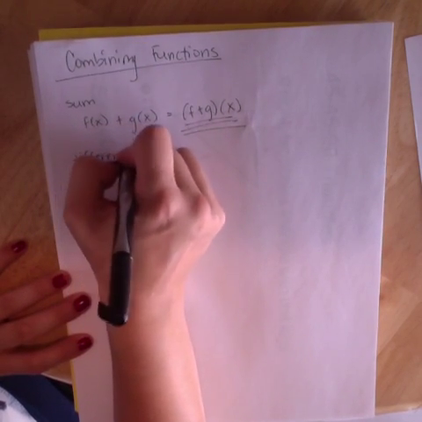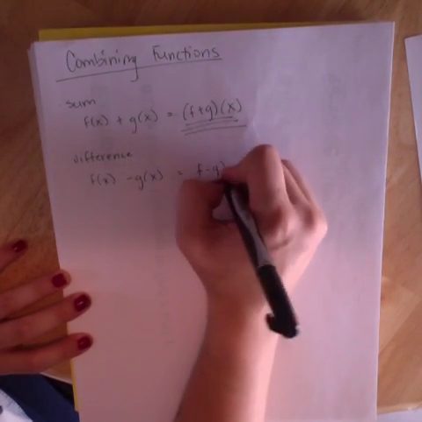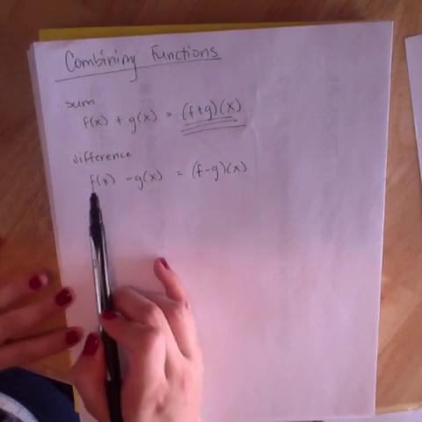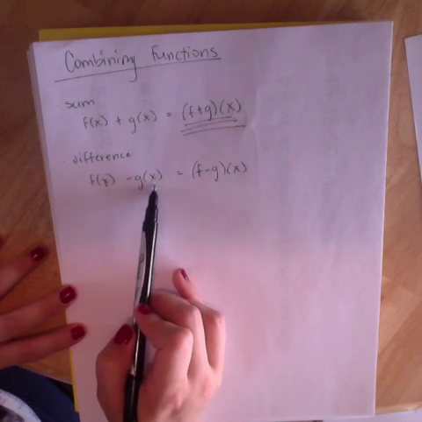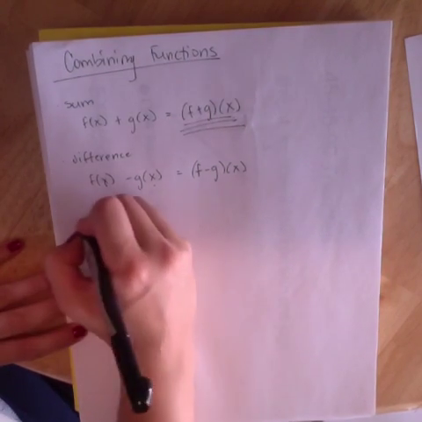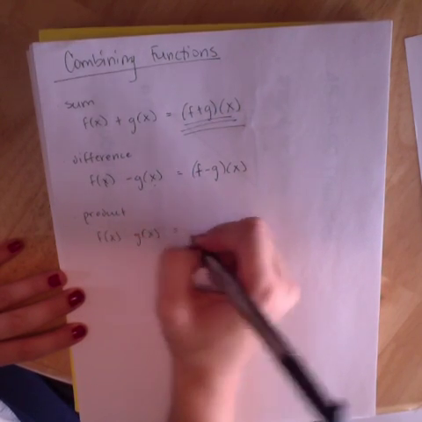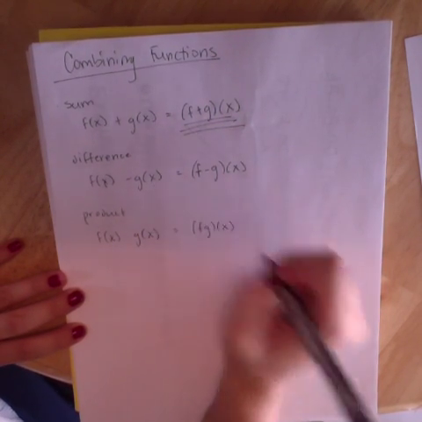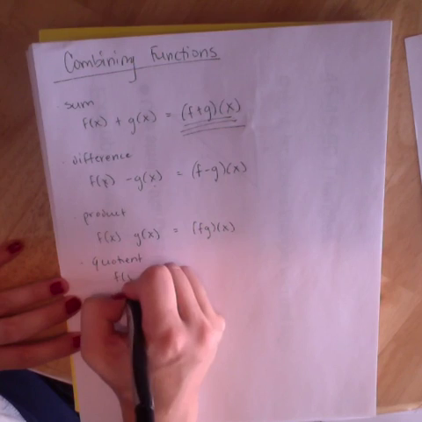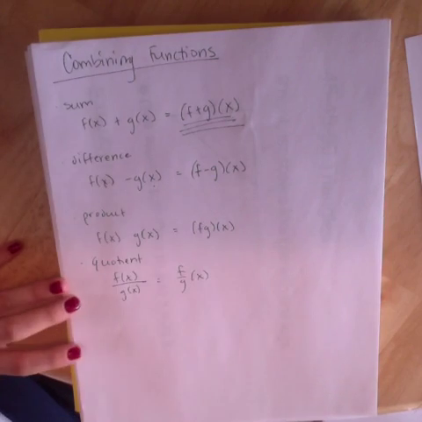We can have the difference, f of x minus g of x is f minus g of x. Notice how I'm saying it. It's not f times x, it's f of x minus g of x equals f minus g of x. Then we have product, f of x times g of x. We write as f g of x. The quotient, f of x over g of x, we write as f over g of x.